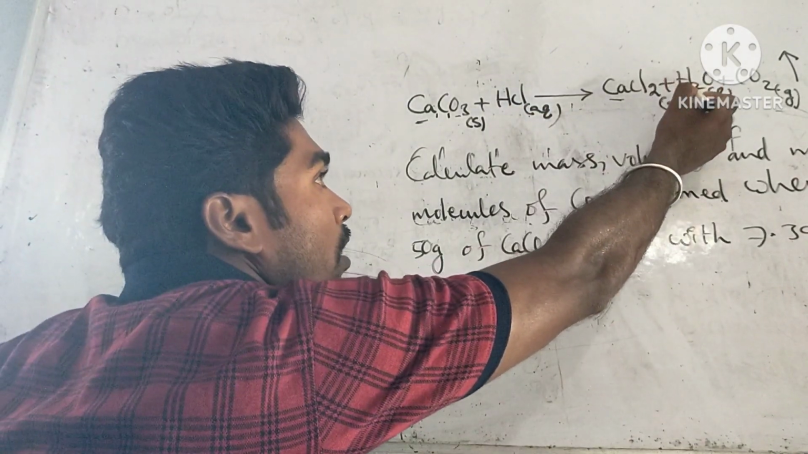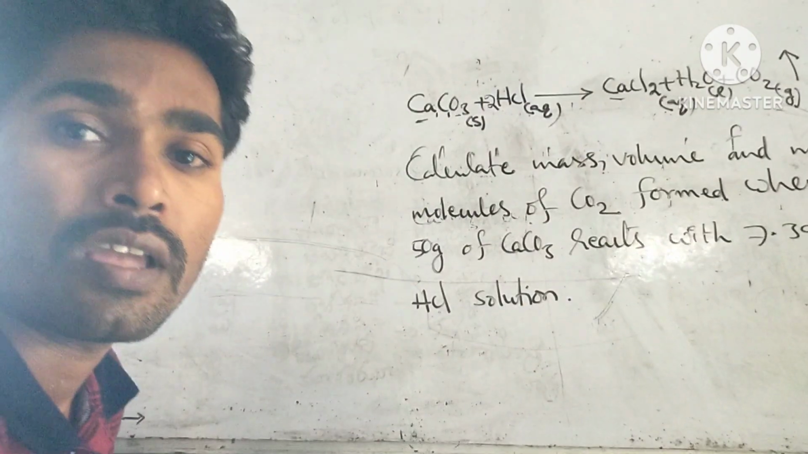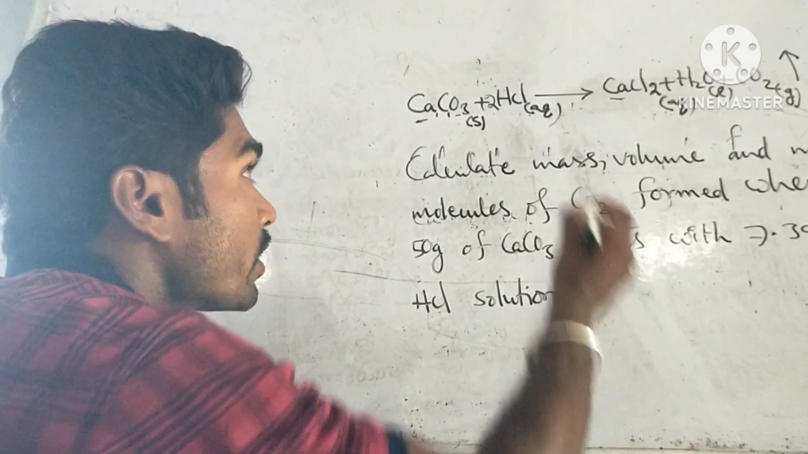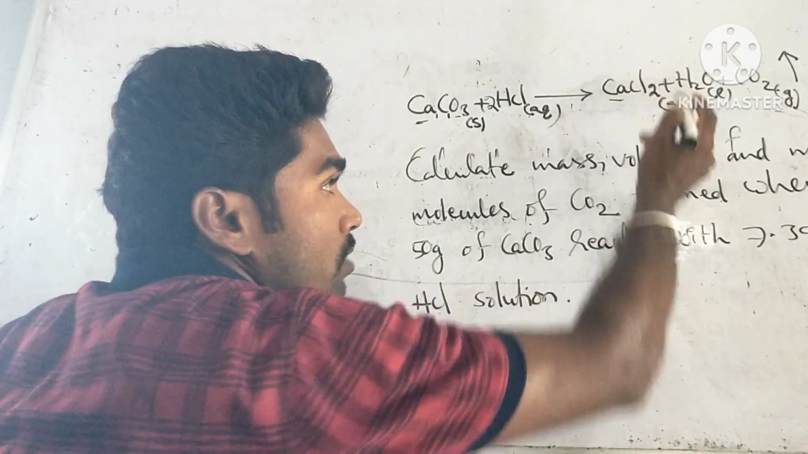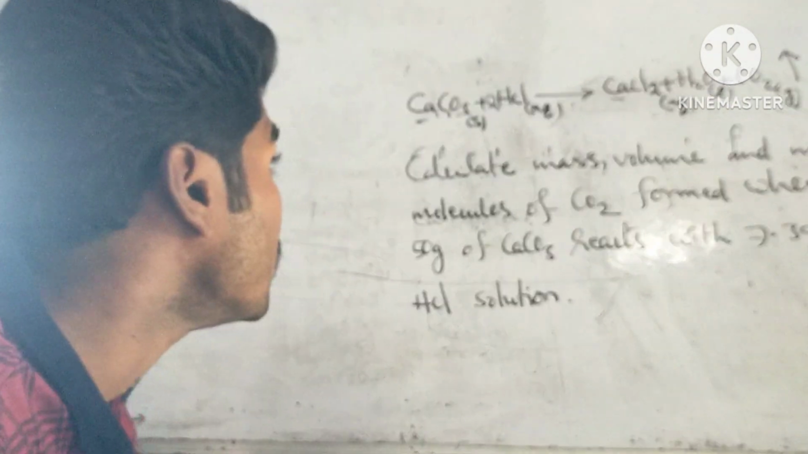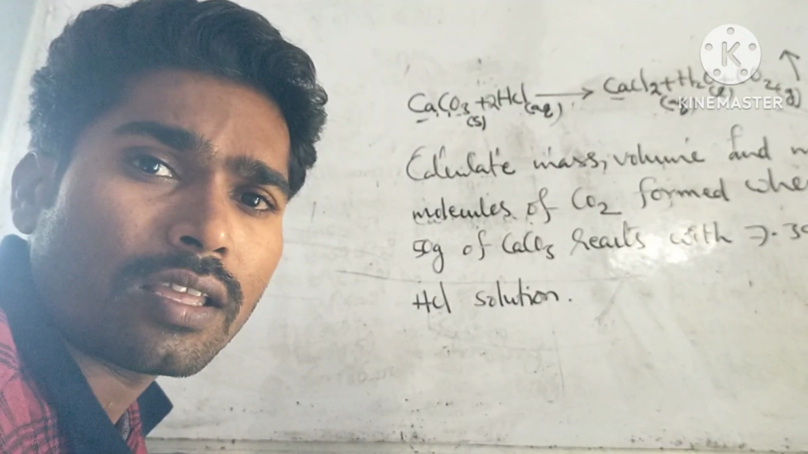Now number of hydrogens 1. But here hydrogens are 2. So put a 2 before the hydrochloric acid. Now you look at the chlorines. 2 into 1, 2 chlorines. Chlorines also 2. Okay, now this equation is a balanced equation. Now we have to go for the calculation.